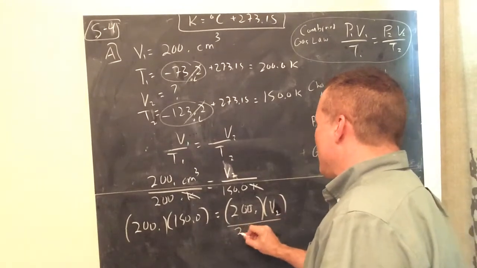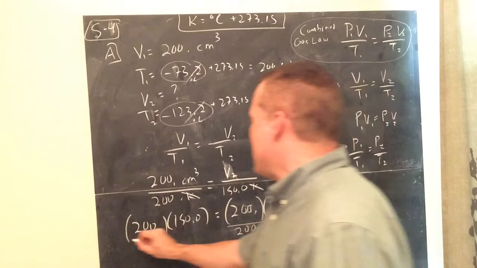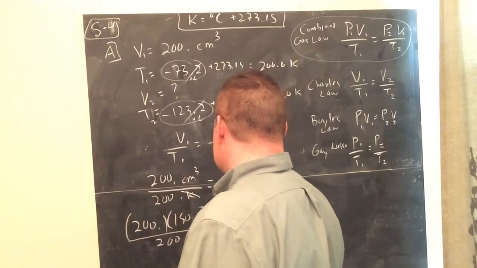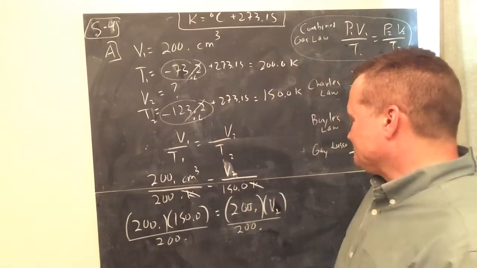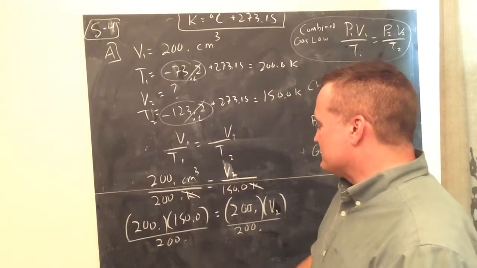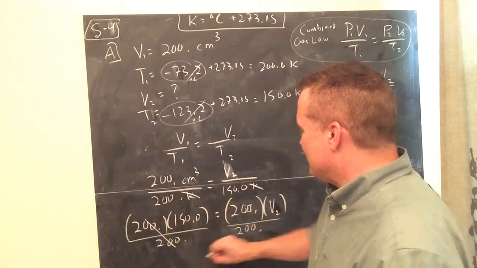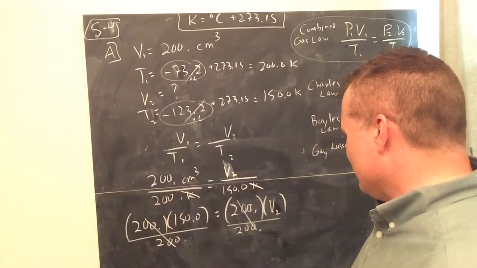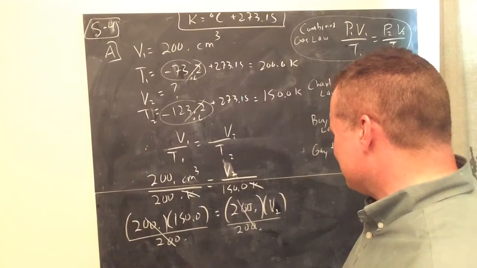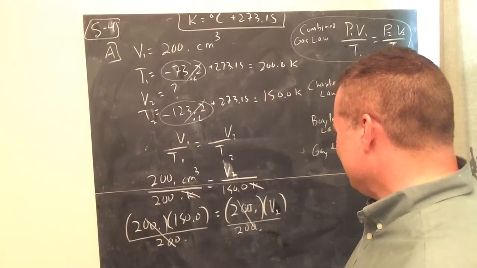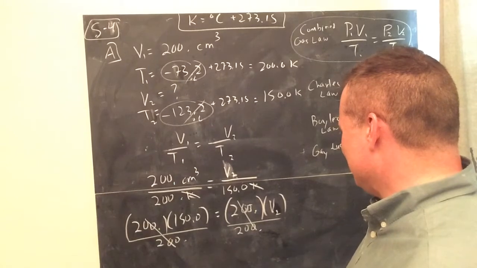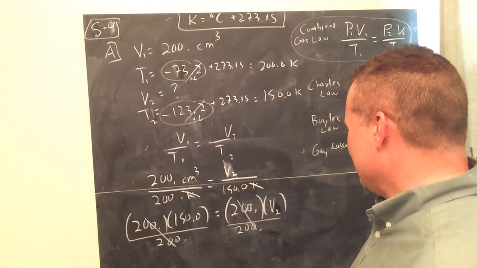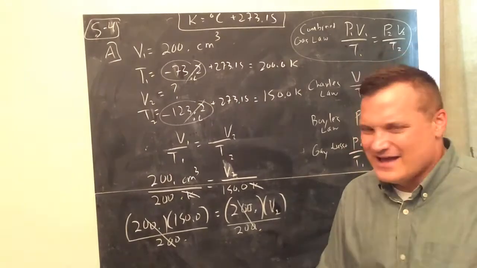Some of you are thinking, why is he doing this, how easy this is? But I want to show you in case, because you're not going to usually have a problem that comes out this easy. Divide both sides by 200 like that. And, of course, those will cancel out. Wait. What in the world did I just do? 200 times 150 equals 200 times V divided by 200. Oh, okay. Yeah, I did.